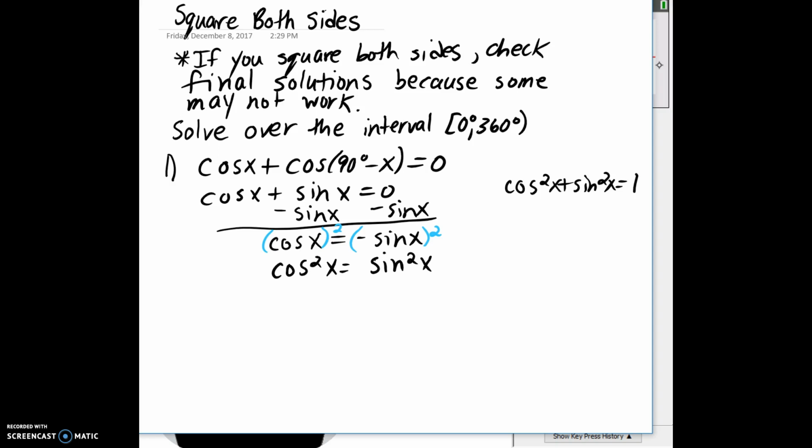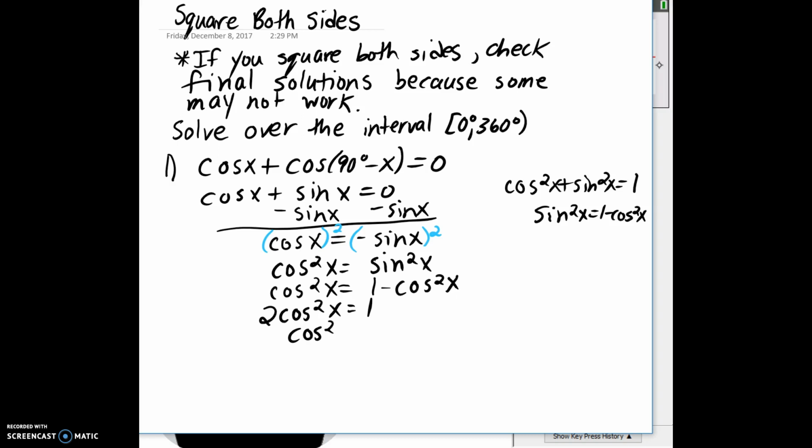You can switch it into either sine or cosine. I'm going to do the rearrangement where I make sine squared 1 minus cosine squared. But you could definitely do it the other way. I'm going to add cosine squared, so I get 2 cosine squared is equal to 1, divide by 2, and then we're going to square root. Now with square root we get plus or minus, so we get cosine x equals plus or minus.